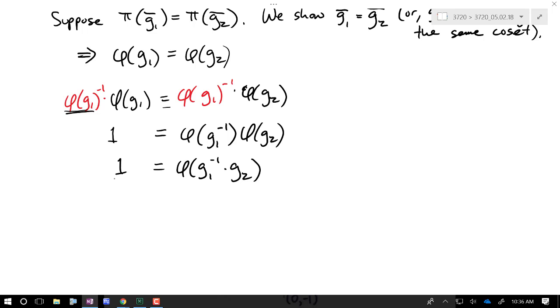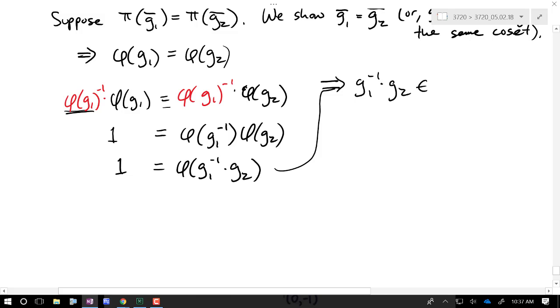Because if phi of G1 inverse times G2 is equal to 1, does anybody know where that puts G1 inverse times G2, as an element of G? I've got 2 G elements. I know this is in G somewhere, but I can be more specific than that, just knowing that it maps to the identity. What do we call the set of things that map to the identity element under a homomorphism?